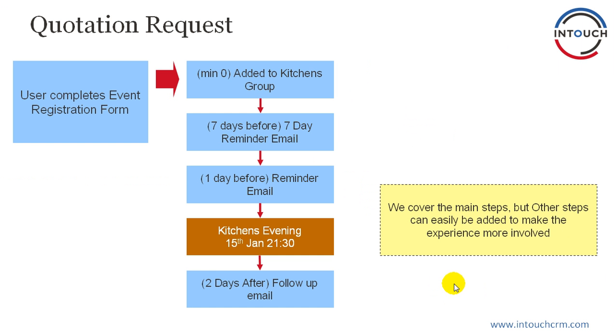So here's a quick reminder of what we've just seen. So the user completes the event registration form, they're added into the kitchens group. 7 days before the event, they're sent a reminder. They're sent another reminder the day before. You have the event itself, and then 2 days after, they get their follow-up email with all the useful information from the event. So you can see how when choosing your own date for something like an event, you can build in all sorts of automation around the pre and post event communications.